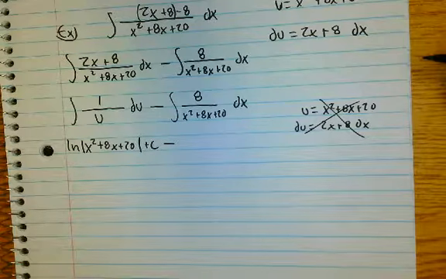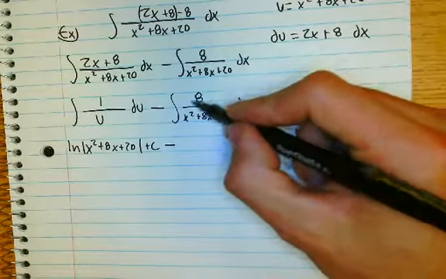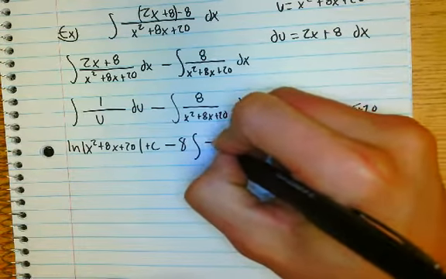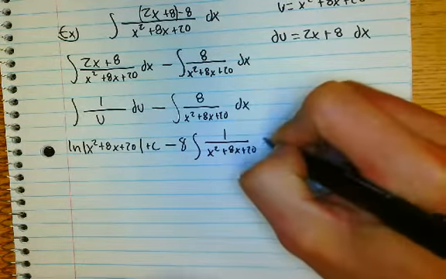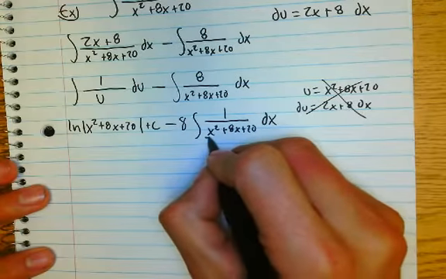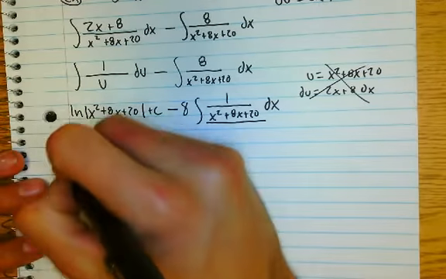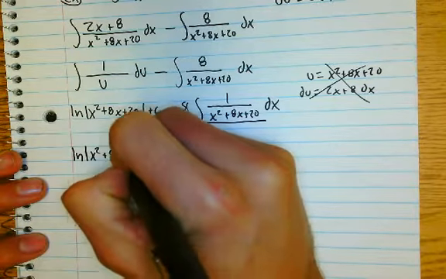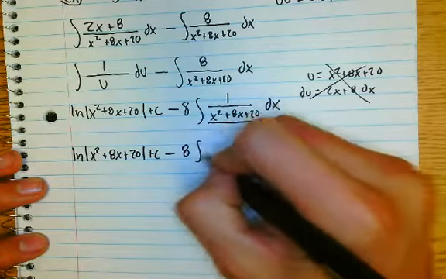So what I'm going to do is see what happens. First of all, I have a constant here, so I'm going to pull out the constant, and then I'm going to have the integral of 1 over x squared plus 8x plus 20 dx. Okay. So here's what I'm going to do. I'm going to complete the square in the denominator of this expression. And here's what I mean. So I'm going to rewrite everything that I have. Natural log of x squared plus 8x plus 20 plus c minus a times the integral of 1 over.